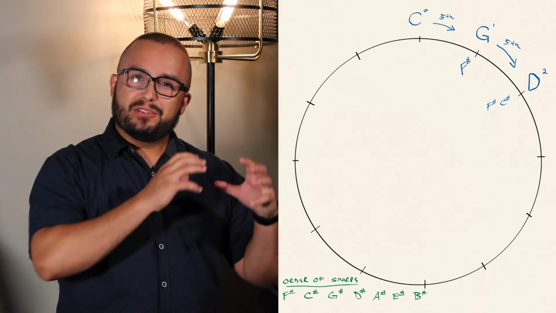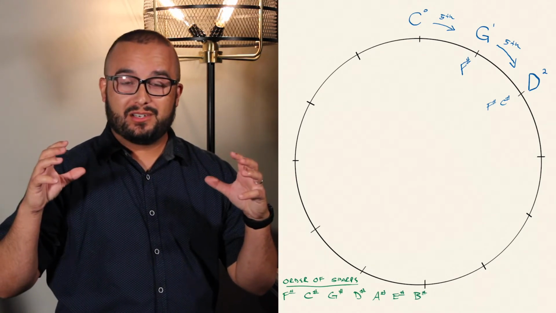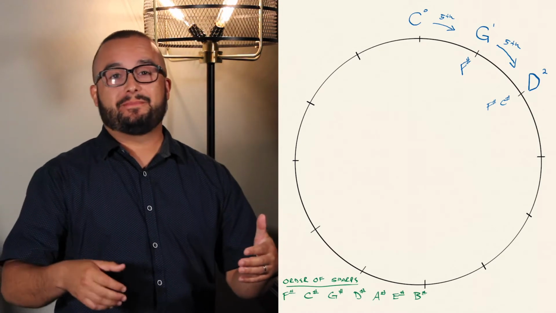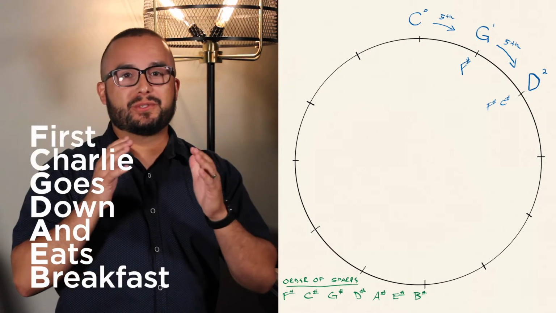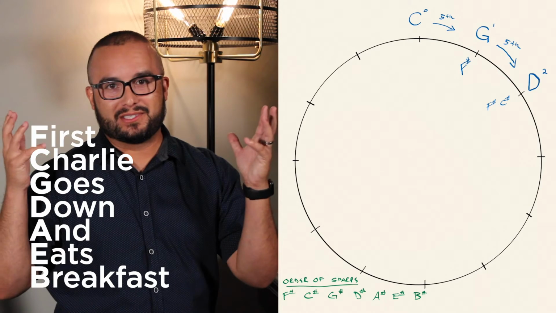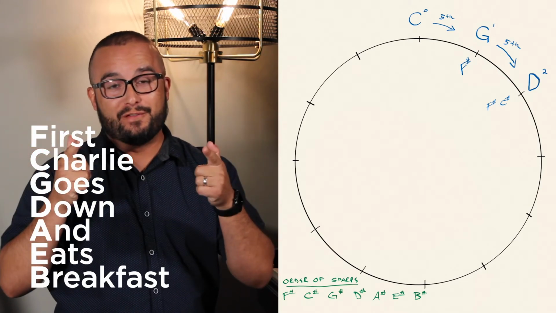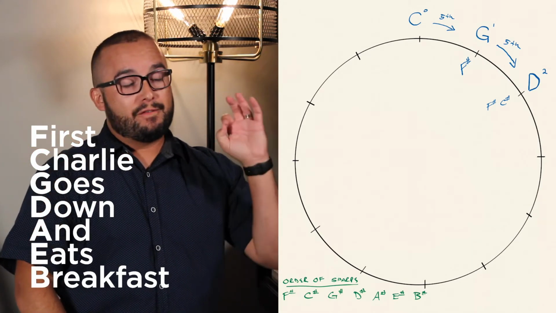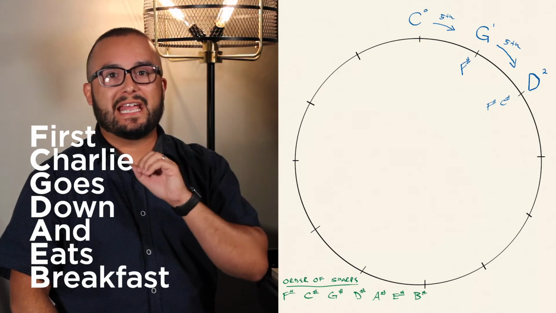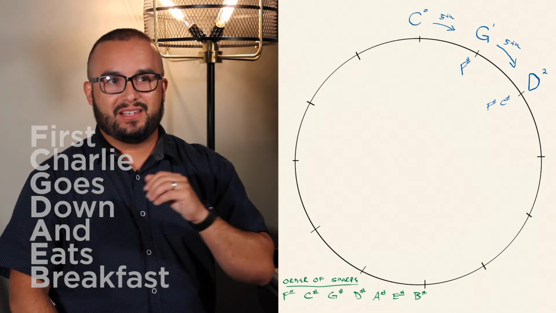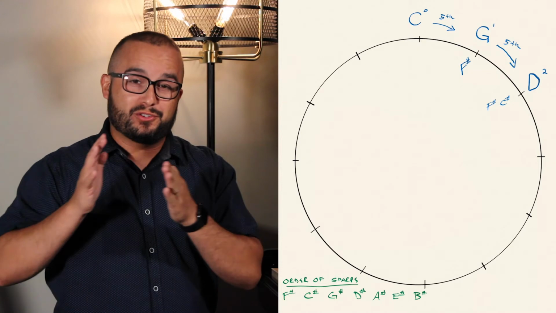A great acronym to memorize this order of sharps would be this following sentence. First, Charlie goes down and eats breakfast. I know it's silly, but if you memorize it, you'll be very happy you did. Let's say it again. First, Charlie goes down and eats breakfast. This tells us what our order of sharps is.